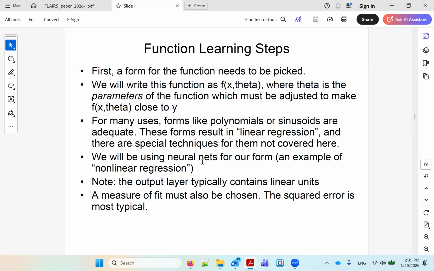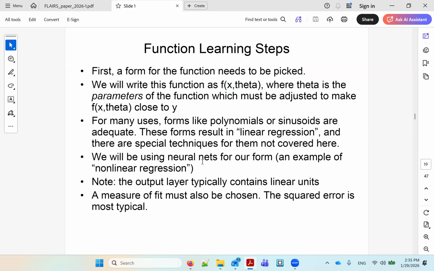All right, and you know where to get the special techniques. That's over in stats lab. Okay, all right, so we're going to use neural nets. This is not linear, but non-linear regression, and the techniques are going to be different. We're going to use hill climbing search to set parameters.